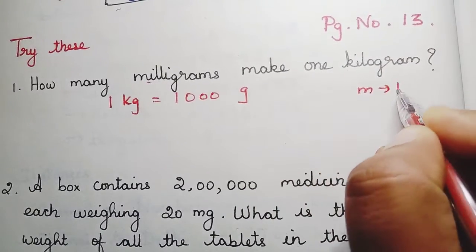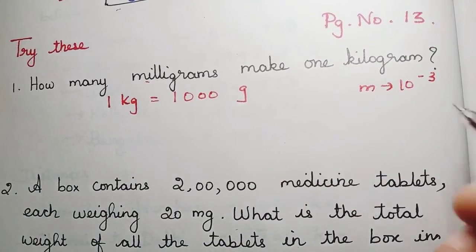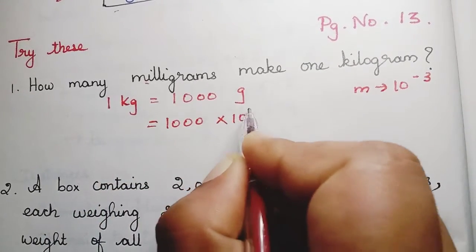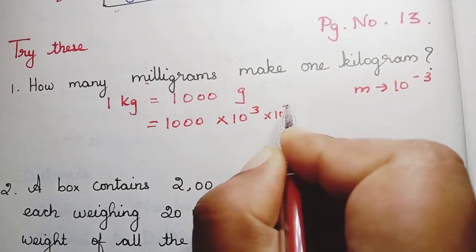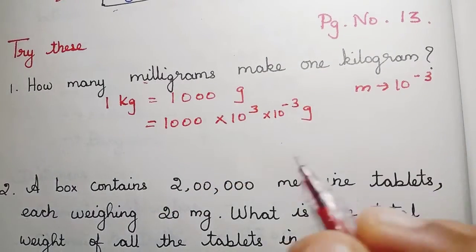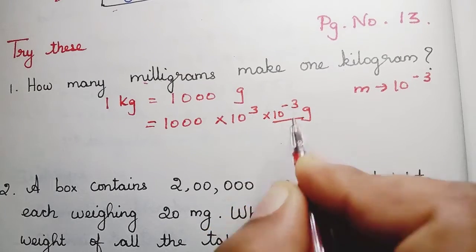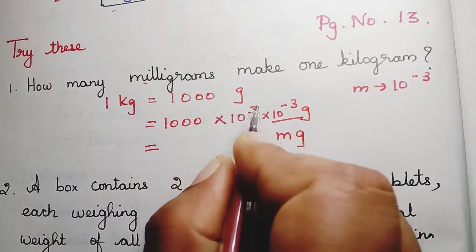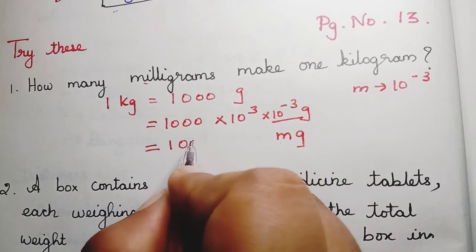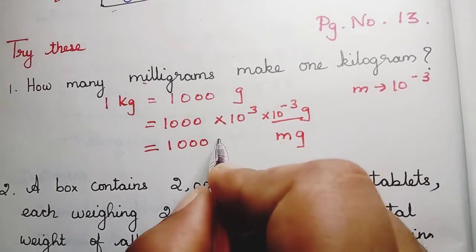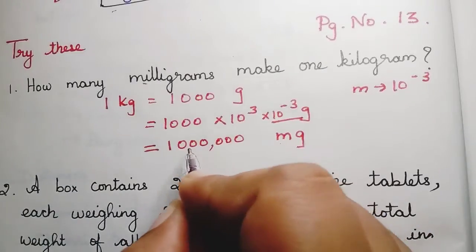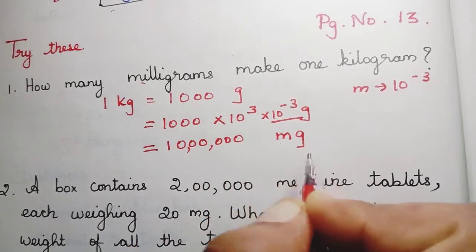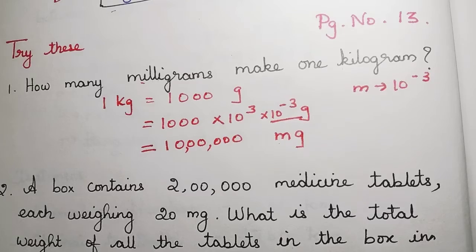Milli, I already told, is 10 to the power minus 3. So in this term you have to multiply 10 to the power 3 and 10 to the power minus 3 grams. So this 10 to the power minus 3 can be written as milligrams. So you have to just join these 3 zeros here. This is 1000 and then add another 3 zeros. So put commas here. So you will get 1 kilogram equal to 10 lakh milligrams.